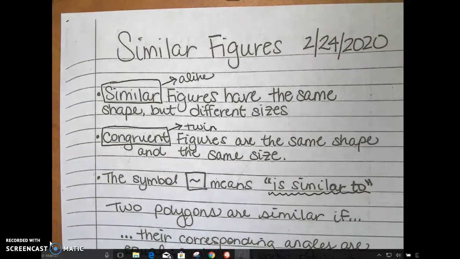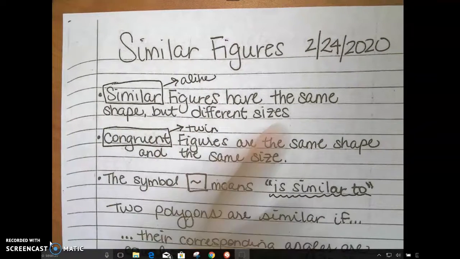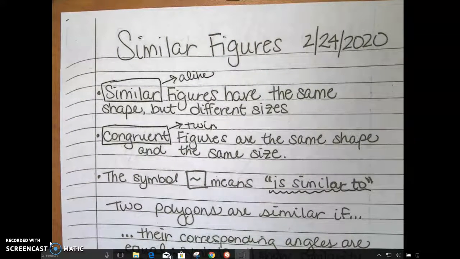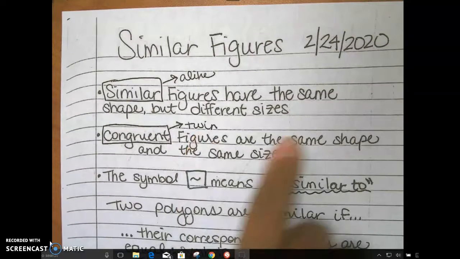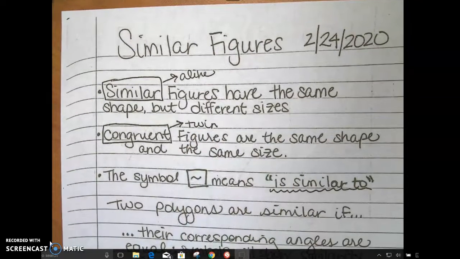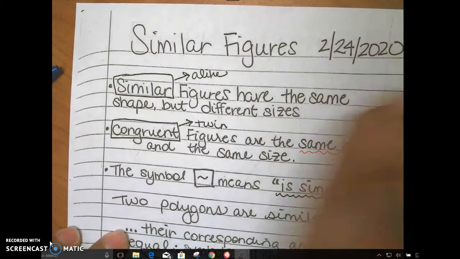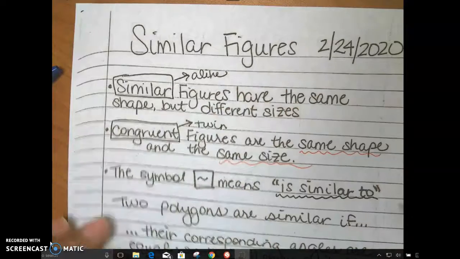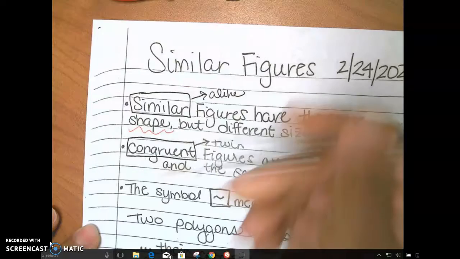Similar figures. Similar means that they are alike. They have the same shape but different sizes. Congruent figures are exactly alike. They're identical. They're twins, triplets, as long as they're identical. They're the same shape and the same size. That is important. Same shape, same size. Similar means same shape, but different sizes.